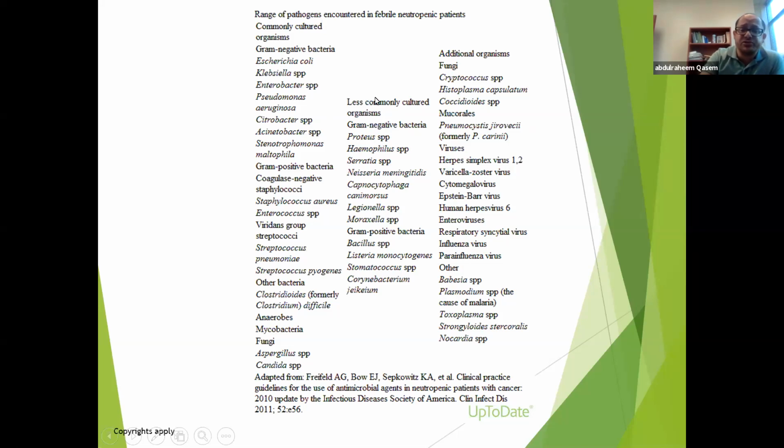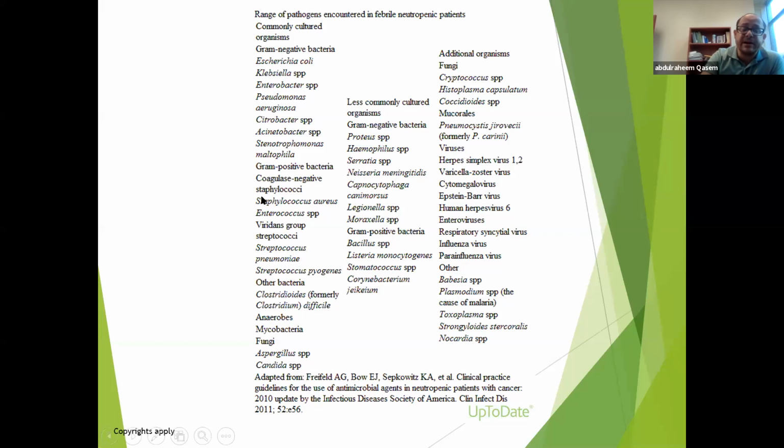Here is a list of the most common bacterial infections that can lead to neutropenic fever. Gram-negatives are one of the common organisms, and most of those are, as we said, translocated from the gut, from the intestine. E. coli, Klebsiella, Enterobacter, and Pseudomonas aeruginosa is one of those that carry significant mortality, and that's why when we choose antibiotics, we have to choose an antibiotic that has significant activity against Pseudomonas infections.